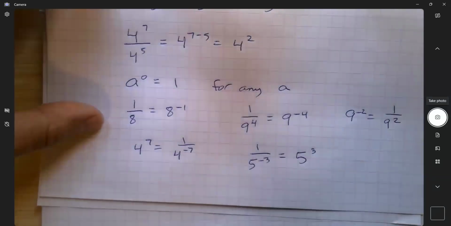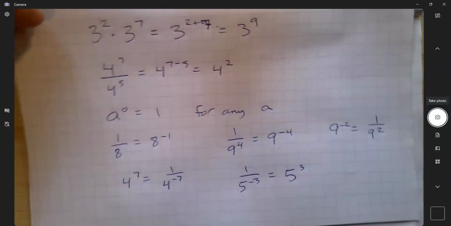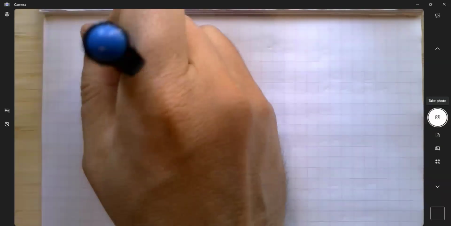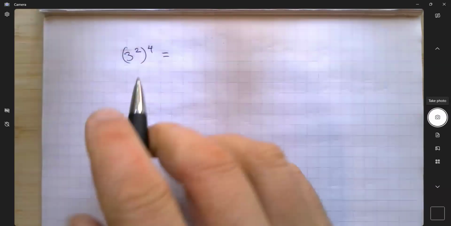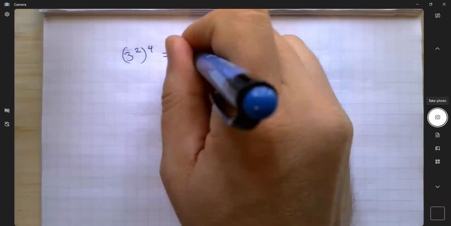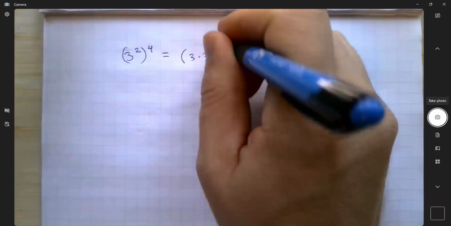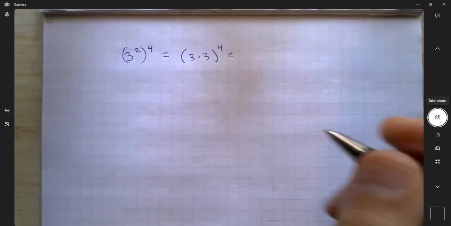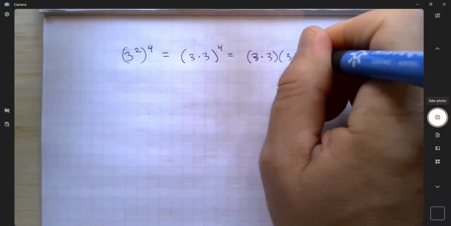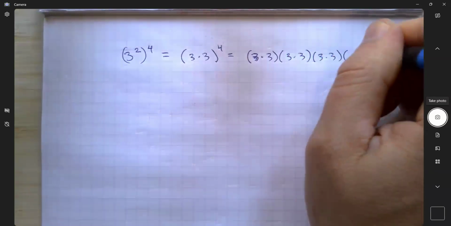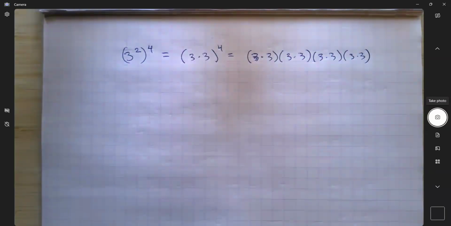And so that's a quick recap of these 4 different rules of exponents. Let's move on, more rules. Let's look at 3 squared, and then I'm going to raise it to the 4th power. So again, exponents are repeated multiplication. So what I'm saying is I'm taking 3 times 3, and I'm raising it to the 4th power, which just means I'm doing repeated multiplication of the 3 times 3.